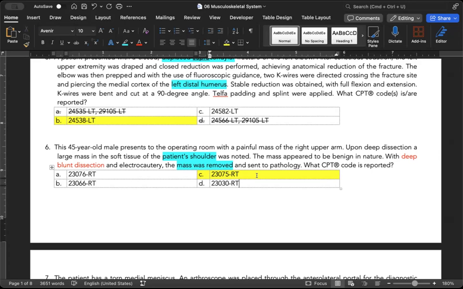In the real world, you would end up going back to your provider and asking them. But from a testing perspective, if they do not tell us how deep it is, how large it is, whatever, right? Now, if they told us that they went to the subfascial area, but they didn't tell us our measurement, we would have to go to the 23076, right? But in this instance, since they're not telling us subfascial or subcutaneous or the depth of which they went, we have to always assume it's the lowest. Does that make sense?